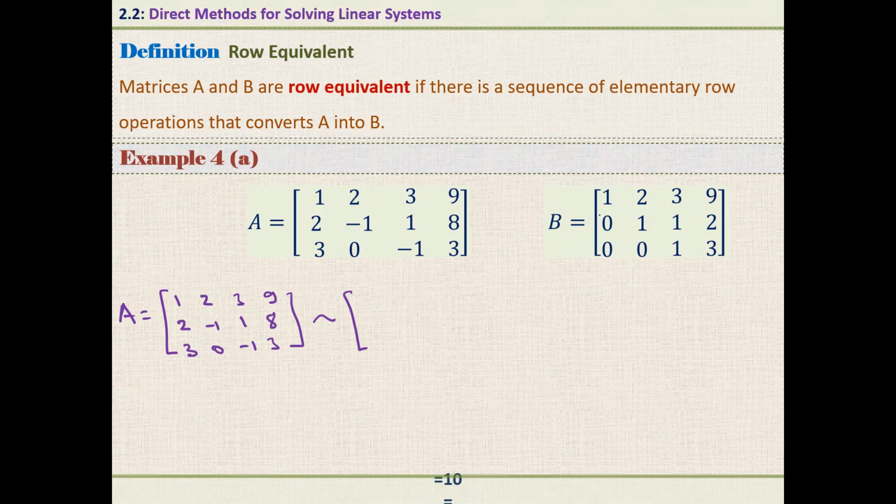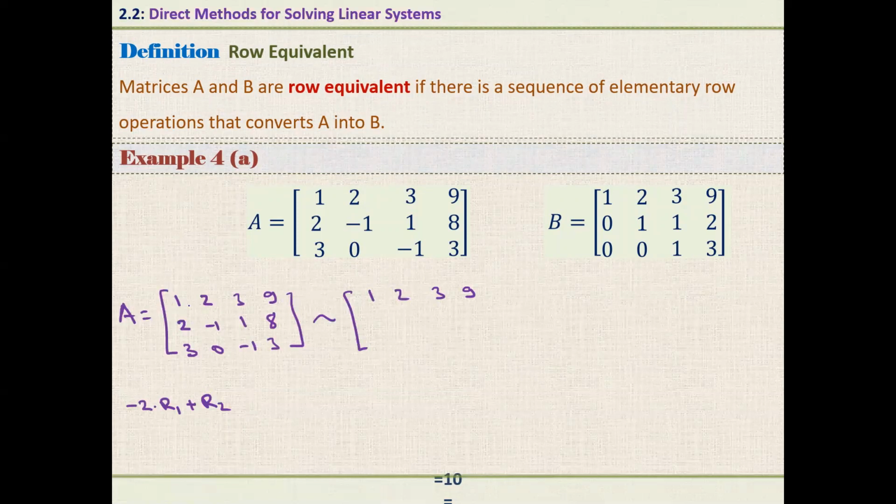Now, under this one, here we have zeros. First, let's just create zeros under one. To do this, let me write the first row here: 1, 2, 3, 9. How can I get 0 here under 1? I need to multiply the first row by negative 2, right? So I should do this operation: multiply the first row by negative 2 and add it to the second row.